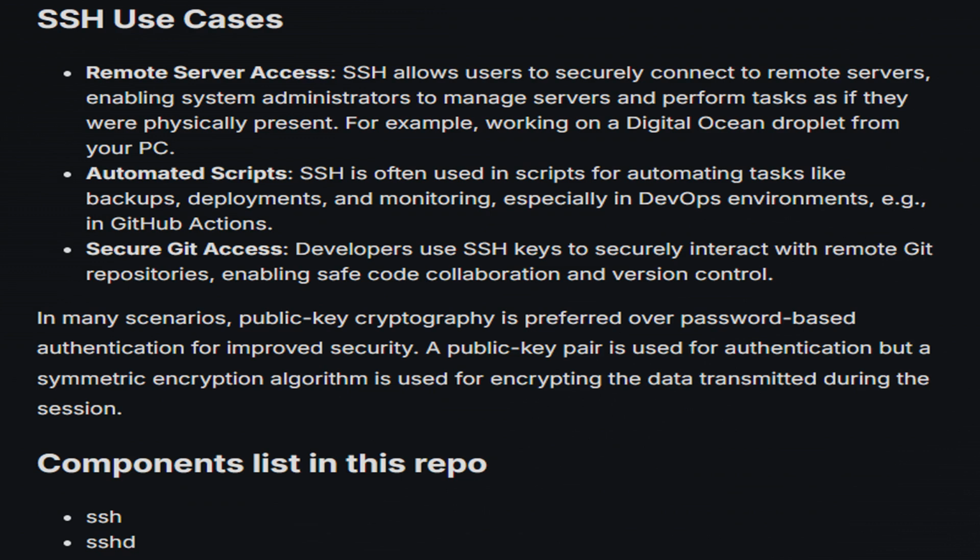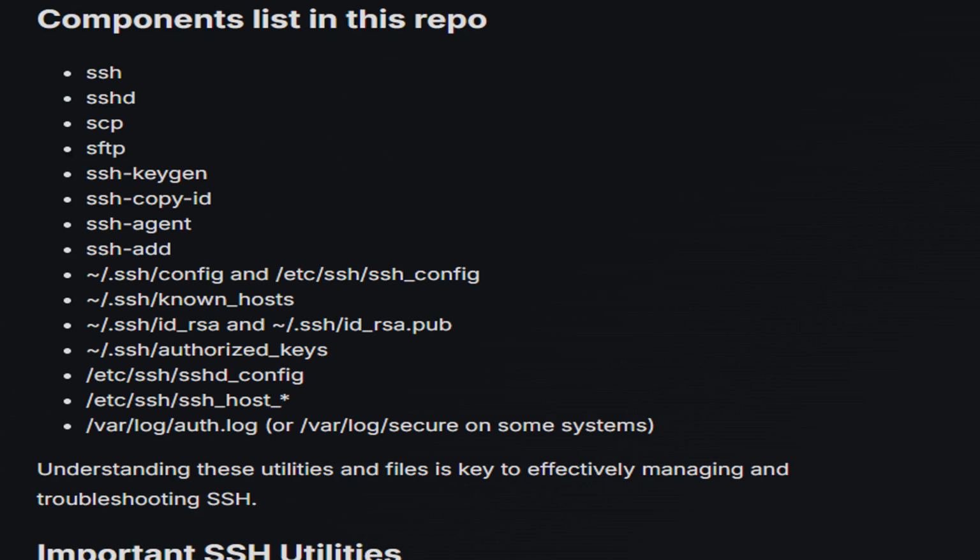The text also notes that public key cryptography is often favored over passwords for enhanced security, combining it with symmetric encryption for data transmission. The text outlines essential components related to SSH Secure Shell in a repository, listing important utilities like ssh, sshd, scp, and configuration files such as ~/.ssh/config and /etc/ssh/sshd_config. It emphasizes the significance of understanding these tools and files for effective SSH management and troubleshooting.